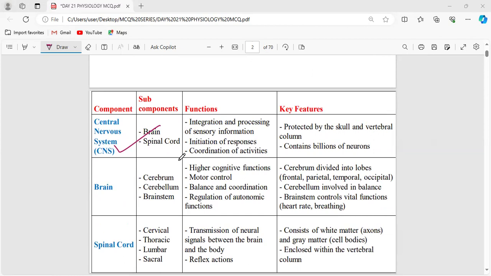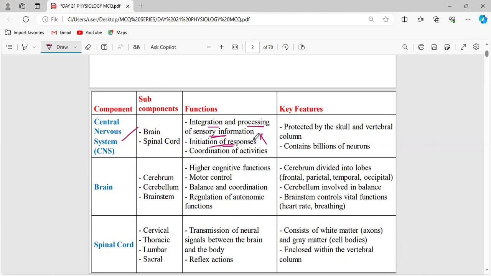What are the subcomponents present in the central nervous system? The brain and the spinal cord. And what is the function of the CNS? It integrates and processes the sensory information. If somebody touches you, that information has to reach the brain, and that is done by the central nervous system. And the initiation of response: if somebody touches you, definitely you are going to give a response. That initiation of response is done by the central nervous system.